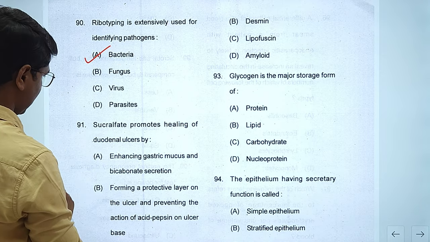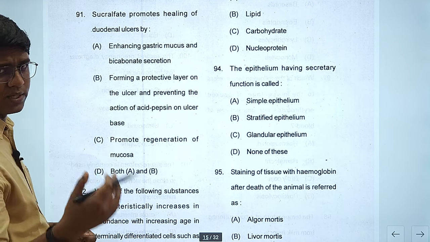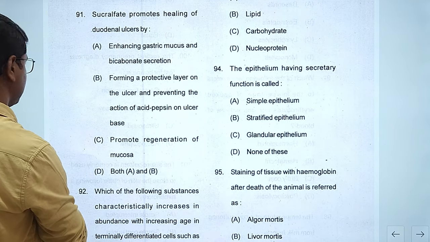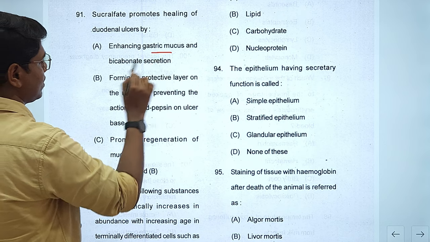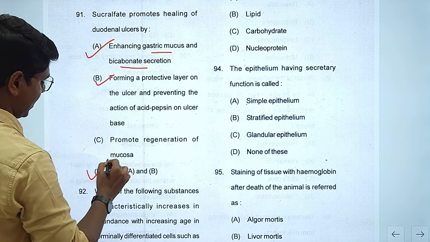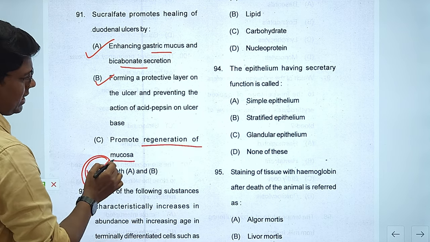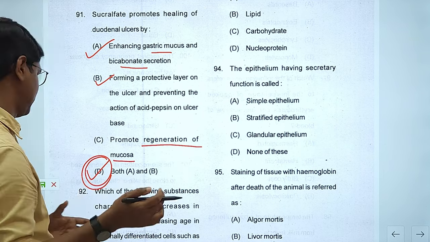Next question, sucralfate promotes healing of duodenal ulcer by two mechanisms. One is by coating, second is bicarbonate secretion. Okay, it enhances the gastric mucus and bicarbonate secretion. Second one is also true. The answer is both A and B. It does not directly promote the regeneration of mucus, kind of indirectly.